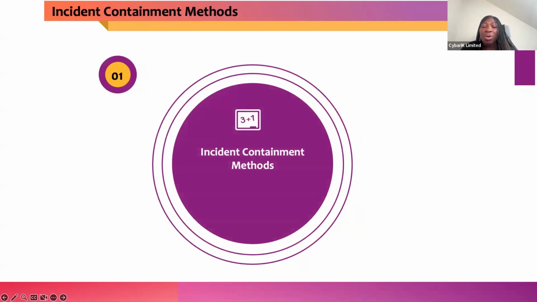All right? Incident containment methods. What are the things we need to do to contain incidents? Again, what is containment?